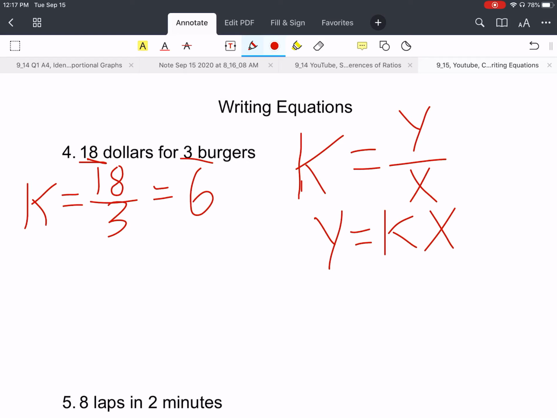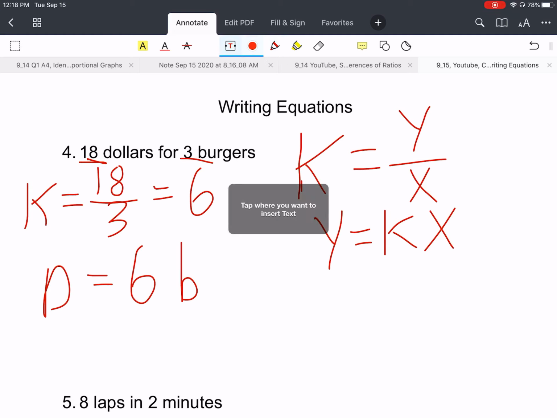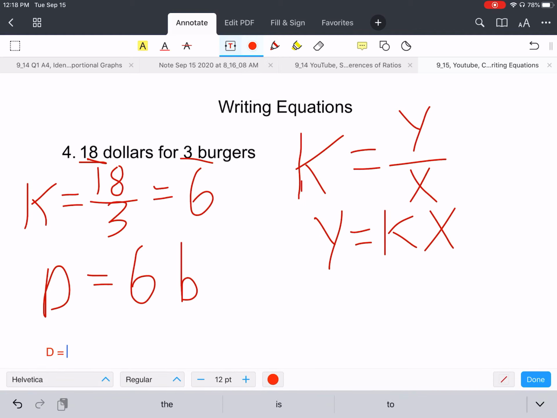So my equation can look like d equals 6b. And I have to then state, and I'm going to type it, that d equals dollars and b equals burgers. And you can choose whichever variables you like as long as you can label which letter or which word stands for each letter.